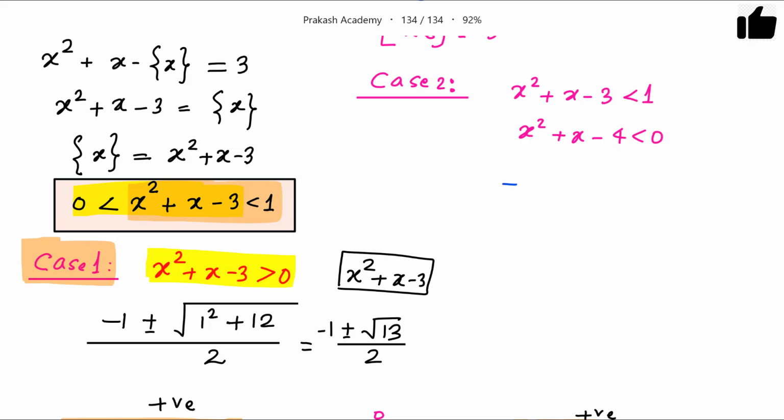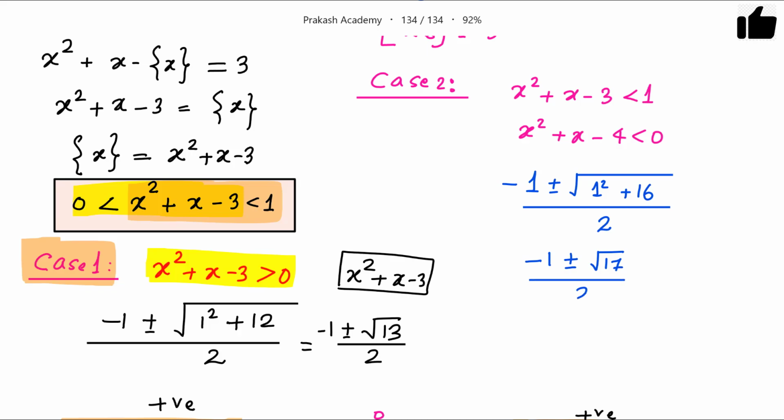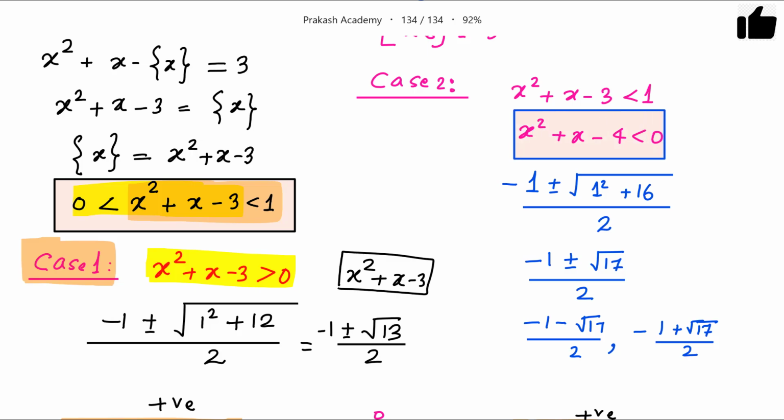So minus b, that is minus 1, plus minus root of b square, that is 1 square, plus 4ac, basically minus 4ac. So minus minus becomes plus. This is 16 divided by 2. So roots will be minus 1 plus minus root 17 by 2. So one root is minus 1 minus root 17 by 2, and the other root is minus 1 plus root 17 by 2. So I am looking for the quantity or number that is less than 0. So this satisfies this inequality.